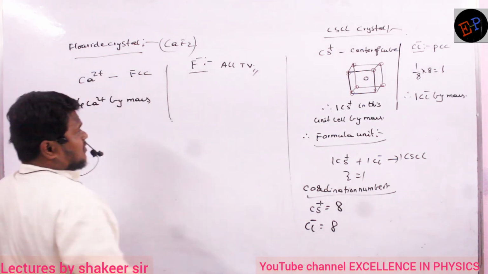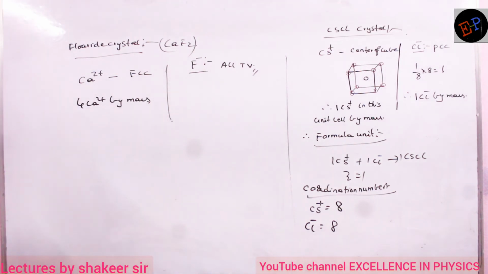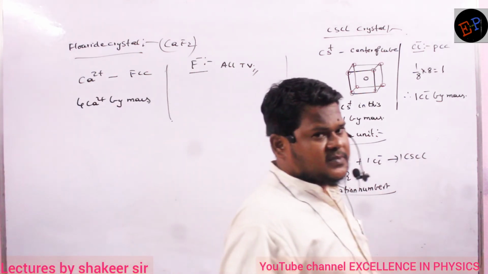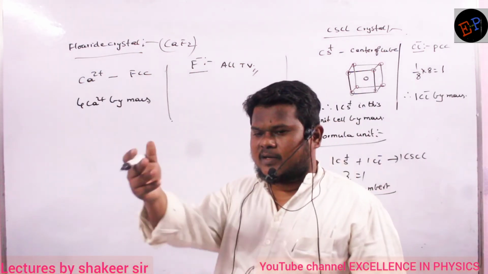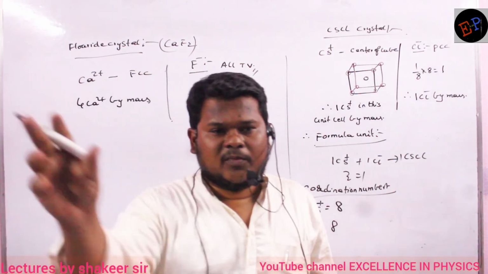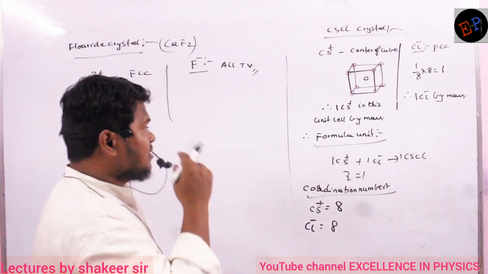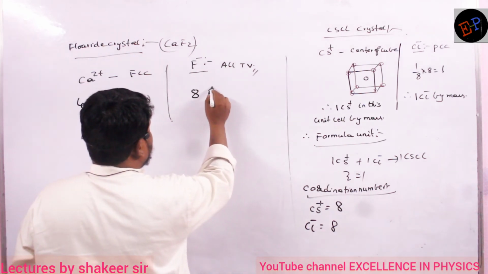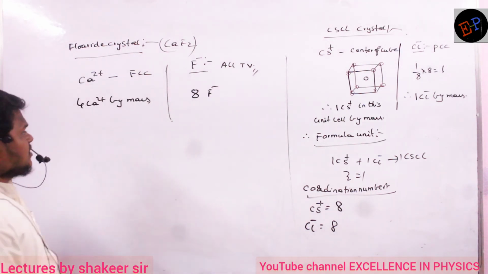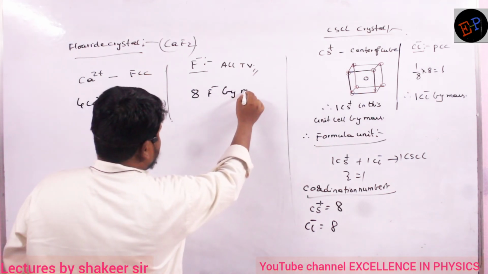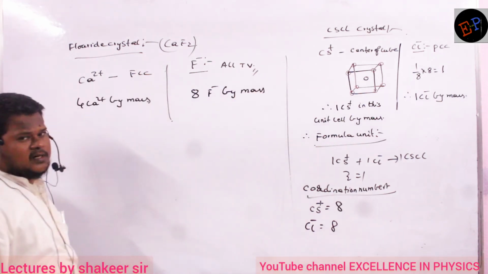And if atoms are present on tetrahedral voids, how many tetrahedral voids are there? 8 tetrahedral voids are there. Where will tetrahedral voids be present? On body diagonals. How many body diagonals? 4. 4 twos are 8 tetrahedral voids. So 8 F- are present. By mass, 8 fluoride ions are present.